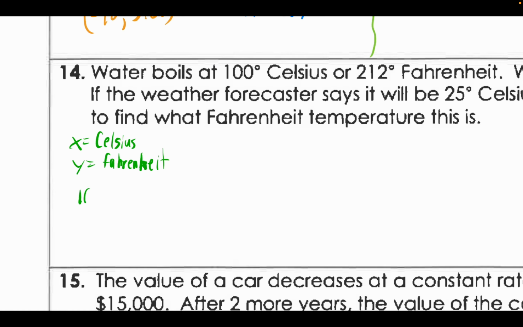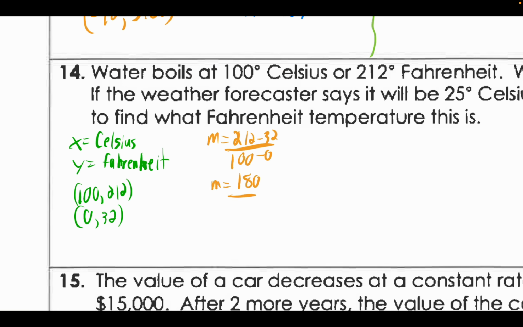One ordered pair is 100 degrees and 212 degrees for the boiling point of water. The other ordered pair is 0 and 32 degrees for the freezing point of water. We find our slope using this: on the top, 212 minus 32, and on the bottom, 100 minus 0. So this ends up being 180 over 100, which is 1.8. You can make that a fraction, 9 over 5, which is perfectly fine as well.